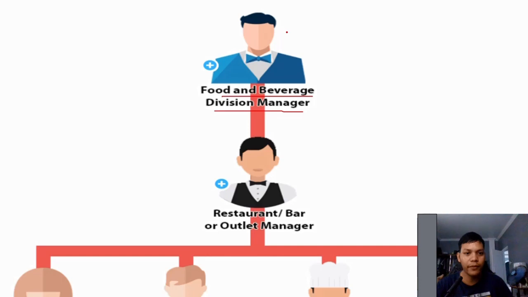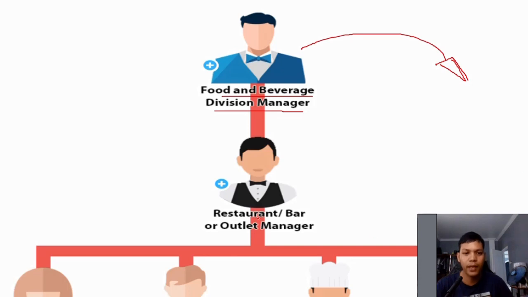This food and beverage division manager will ask the head of the kitchen what menu we are going to provide, or what the guest can choose for this particular food or beverage. Once the manager is able to determine the menu, they will have the listing of the materials, ingredients, and equipment needed for this particular menu.